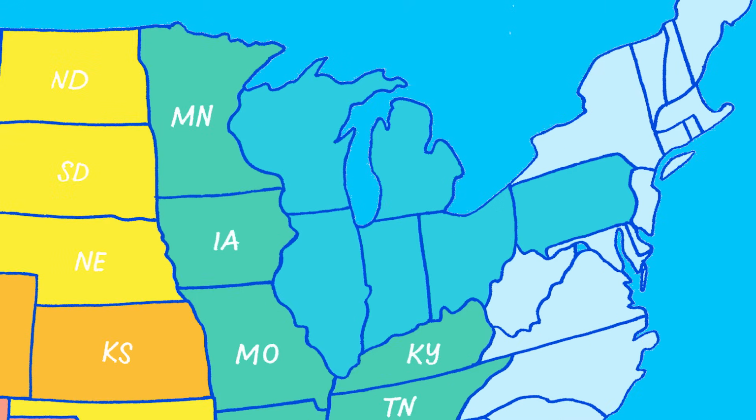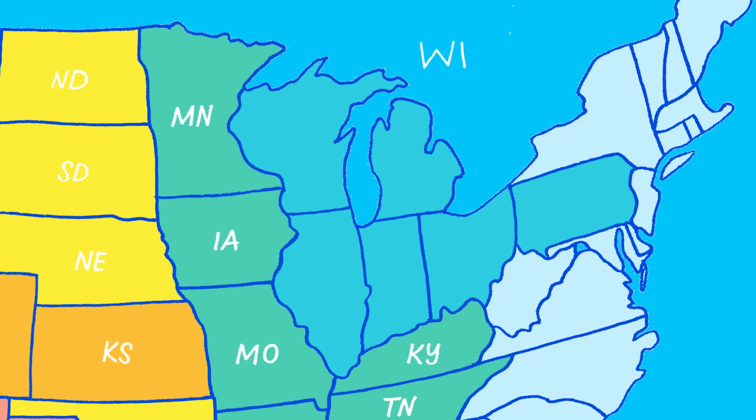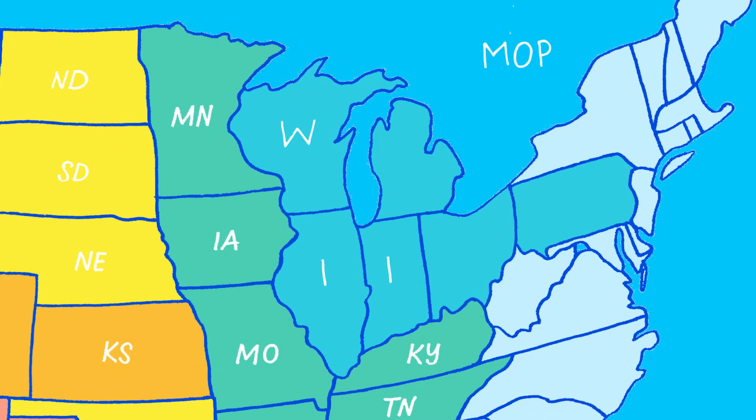Now, in that area just above Kentucky, we have a few states there, and they're all near the Great Lakes. So you can imagine that area is kind of wet, right? So I want you to remember the word MOP. And what that will be is Wisconsin, Illinois, Indiana, Michigan, Ohio, and Pennsylvania.